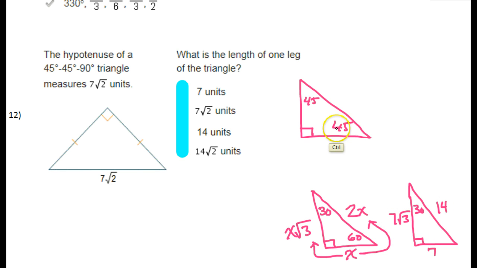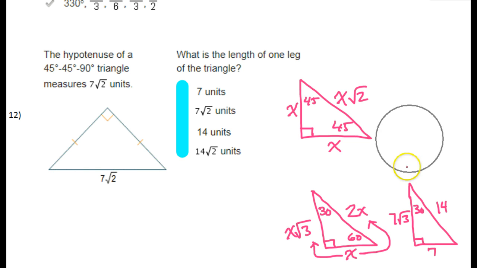Now the pattern for a 45, 45, 90 triangle is it's always an isosceles triangle, as you can tell because these are base angles. So the two legs, we can call them both x. And then the hypotenuse is x radical 2. The length of the leg times radical 2.